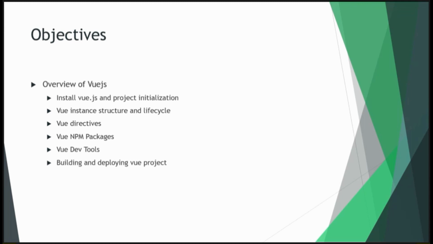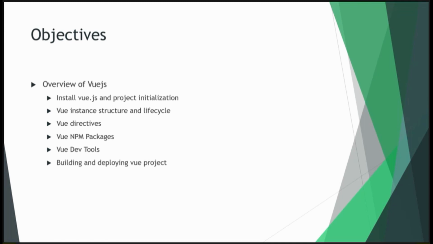Alright, so in this tutorial, this is what we're going to do. First of all, we're going to look at the overview of Vue.js, and this is what it entails. We're going to look at how to install Vue.js and how to initialize our project. We're also going to look at the Vue instance structure and the lifecycle hooks. We'll look at Vue directives, look at Vue npm packages, talk about Vue dev tools, and then look at how we can build and deploy our Vue.js project. And that is for the first objective.